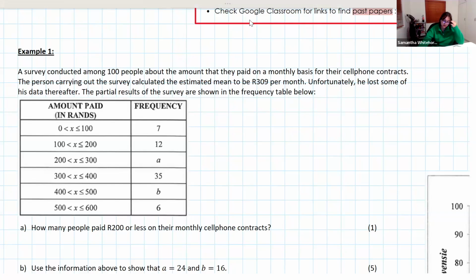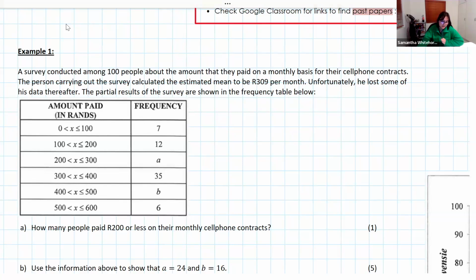All right, so the first question says, a survey was conducted among 100 people about the amount that they paid on a monthly basis for their cell phone contracts. The person carrying out the survey calculated the estimated mean to be 309 Rand per month. I'll come back to what that means in a second. Unfortunately, he lost some of the data thereafter. The partial results are shown in the frequency table below.